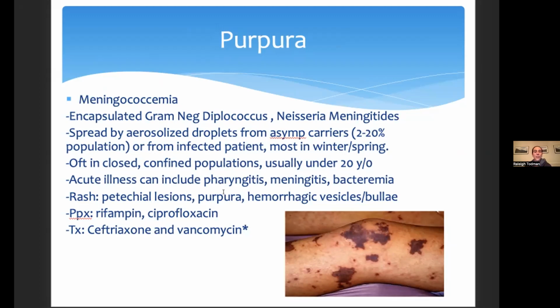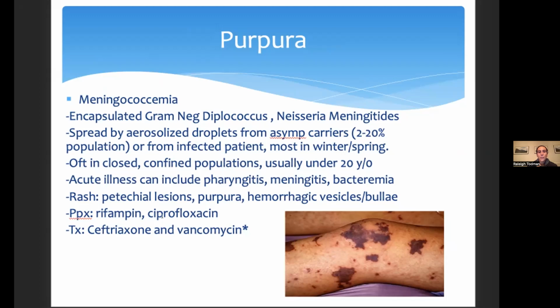Acute illness can include pharyngitis, which is important to remember because I always think if they have pharyngitis, I'm not having to worry about meningitis, but you still have to worry. Meningitis, bacteremia, and the rash has these petechial or purpural lesions, often on the lower extremities, that can become hemorrhagic and have vesicles and bullae.